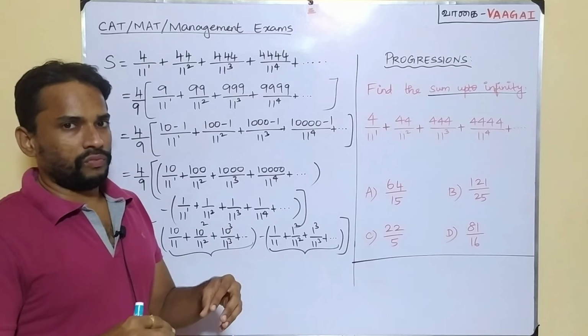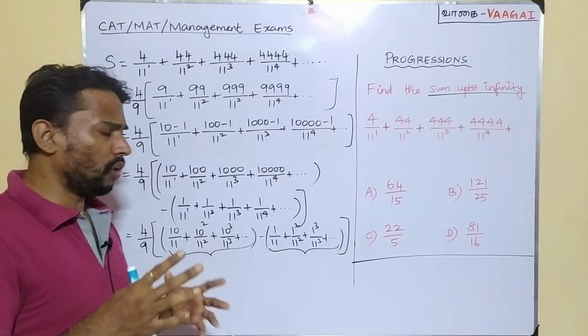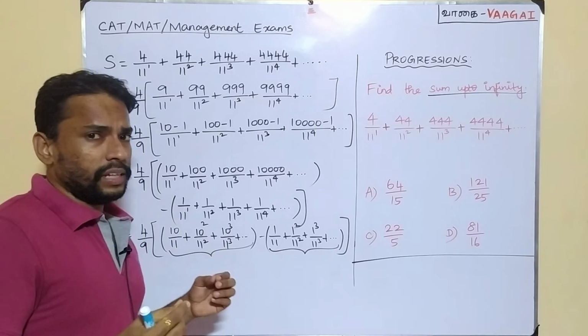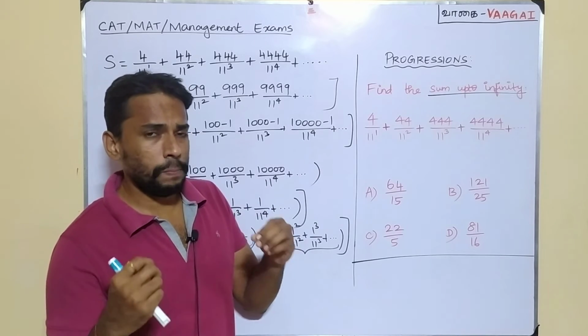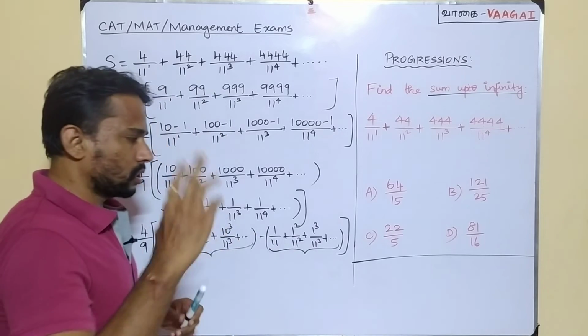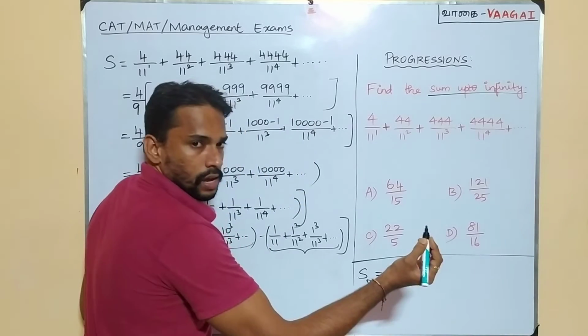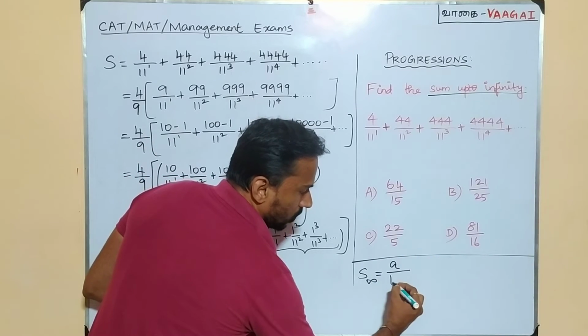If at all we are aware of the GP formula, we can easily solve it. What would be the formula for the sum of all terms of a GP when the sum is taken up to infinity? That we have to think, right? So what is the sum up to infinity? The sum up to infinity is nothing but a by 1 minus r.